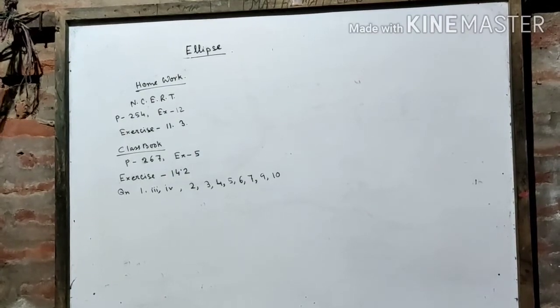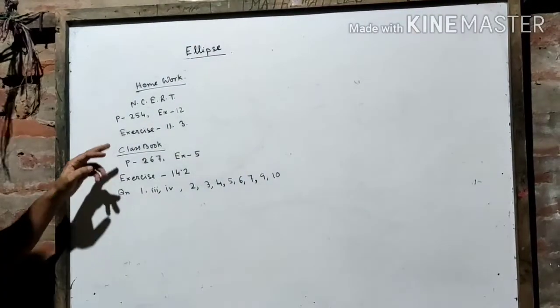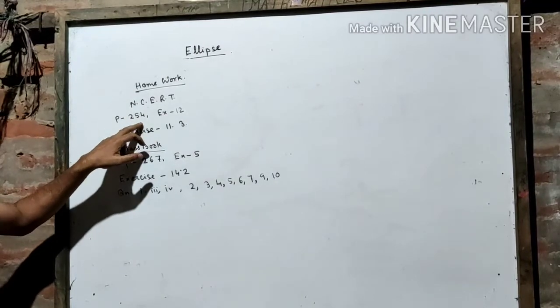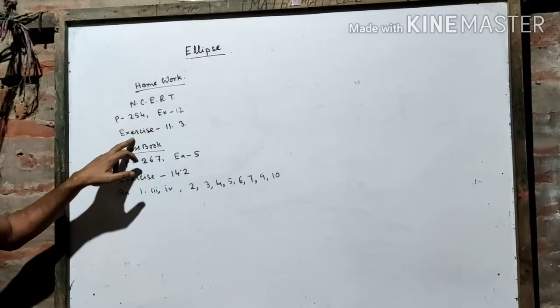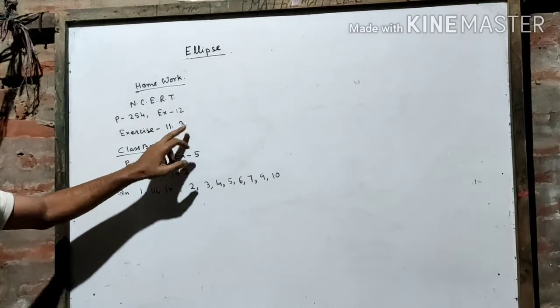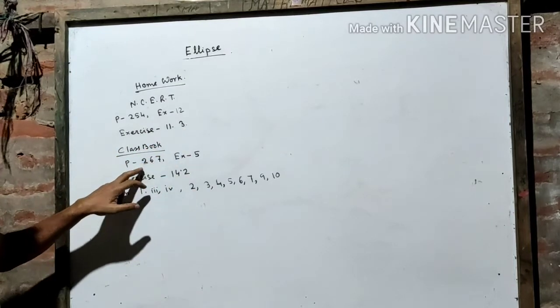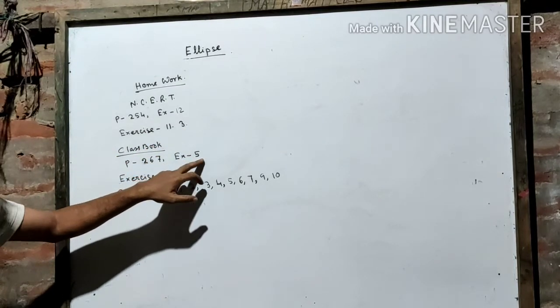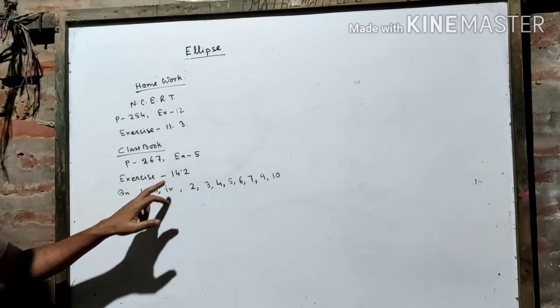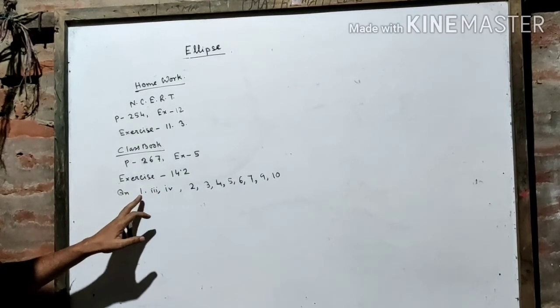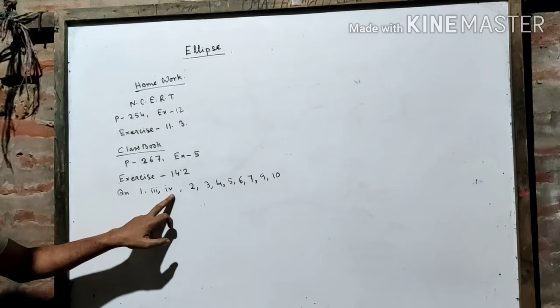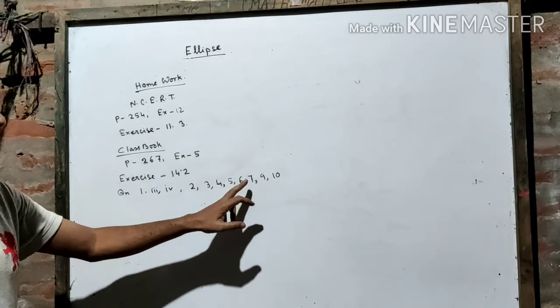So, this is the homework time from your NCERT book, page 154, example 12 and exercise 11.3, all problems. From class book, page 267, example 5, exercise 14.2, question number 1, under question number 1, Roman 3 and Roman 4. Then question number 2, 3, 4, 5, 6, 7, 9 and 10.